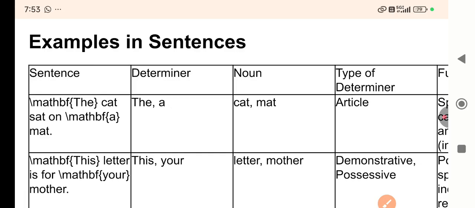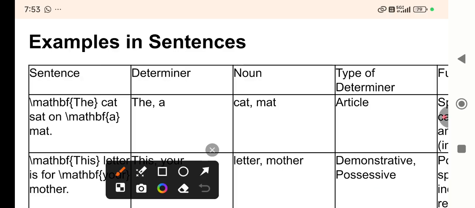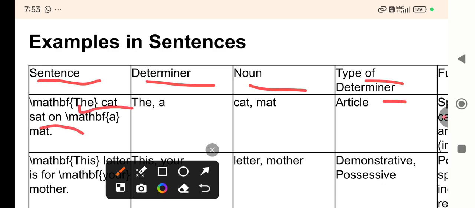Now examples of determiners. So here, sentence, determiner, noun, and type of determiner. Suppose the sentence is: the cat sat on the mat. Sorry, the cat sat on a mat. Two determiners are used, cat and mat are nouns, and the article is the determiner.